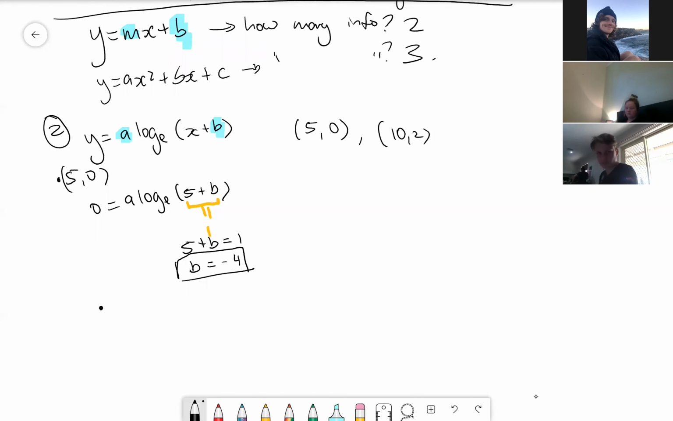All right, so now we can rewrite our equation. y is equal to a log to the base e of x take 4. So you already know it. If you were to graph this, it would look like a log graph, but shifted to the right.